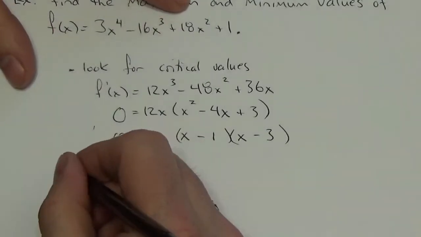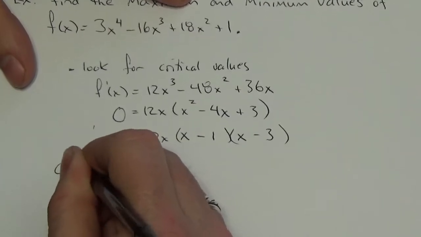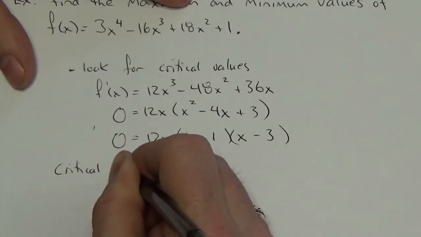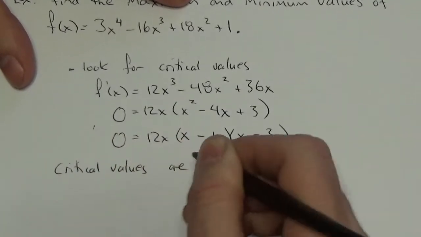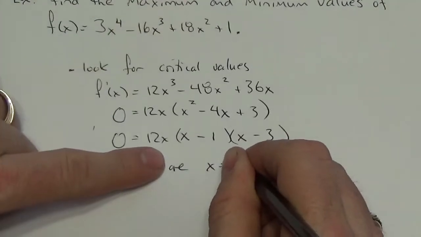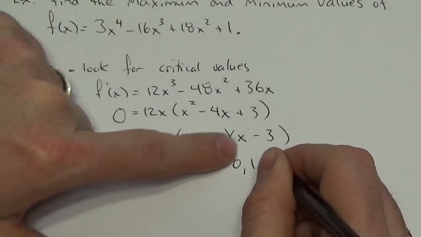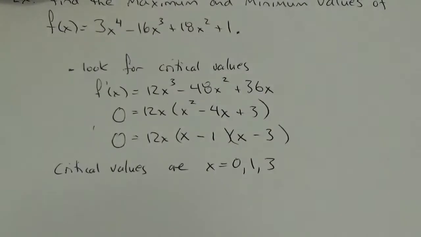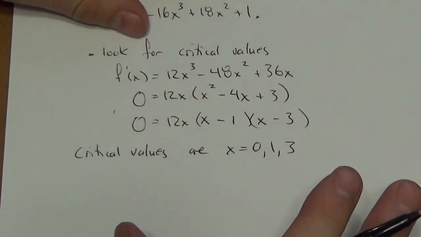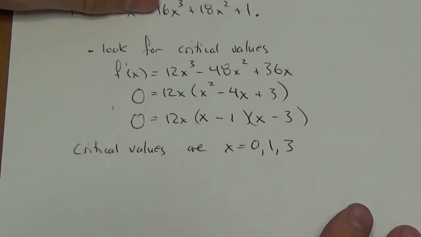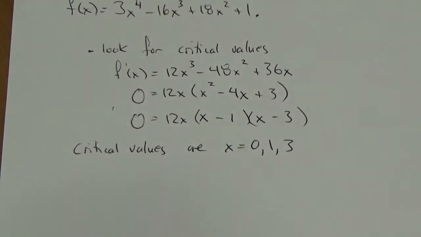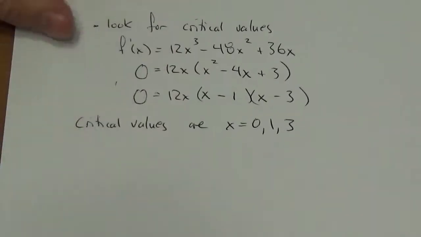So now I know that my critical numbers, or my critical values, are x equal to 0, 1, and 3. Those are my possible maximum and minimum values. Well, now I'm going to look a little bit closer into this.